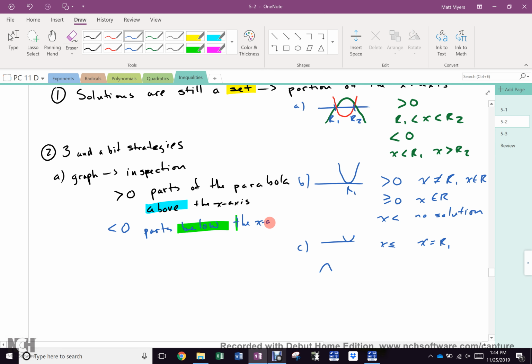The x-axis. And it doesn't matter if it's happy or sad, right? You just got to know if it's greater than, you're looking above the x-axis, less than, you're looking below. And the last thing to remember about these is, oh wait, I forgot the other 2 methods.